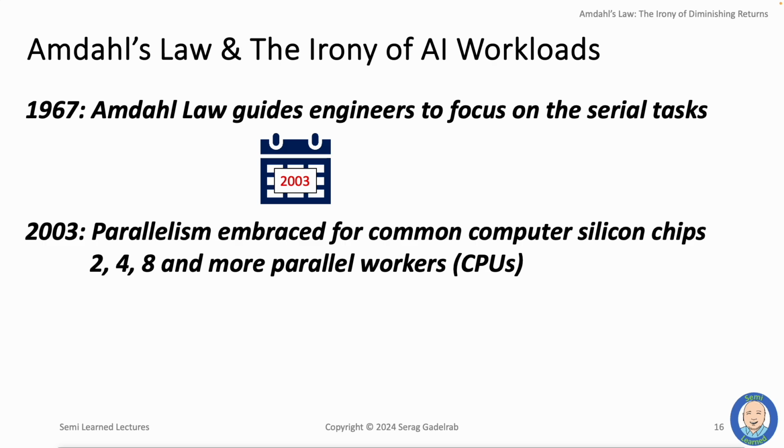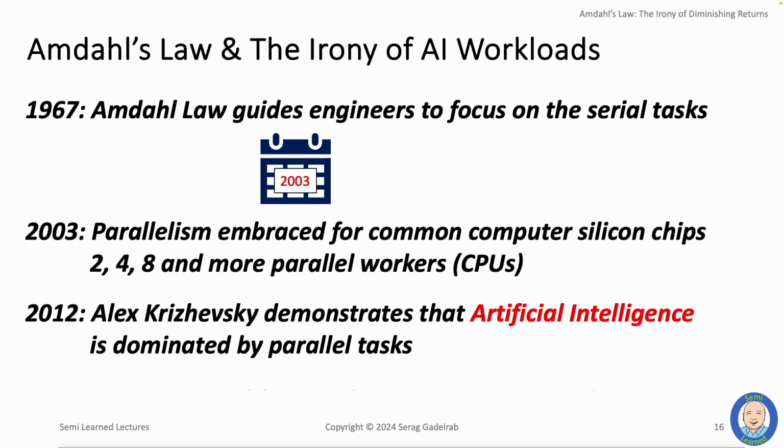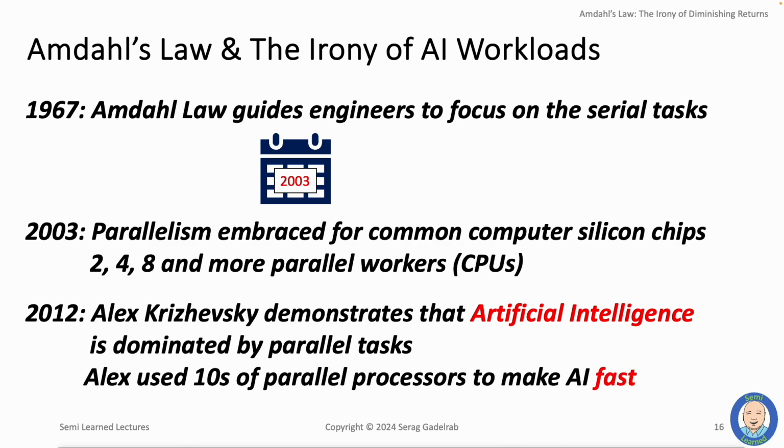and mobile phones. In 2012, Alex Krizhevsky, the inventor of AlexNet, demonstrated that artificial intelligence software can be written in a way that makes its execution time dominated by parallel tasks. He then used tens of parallel processors that just happen to exist in common GPUs to make AI tasks really fast and therefore practical for everyday use.